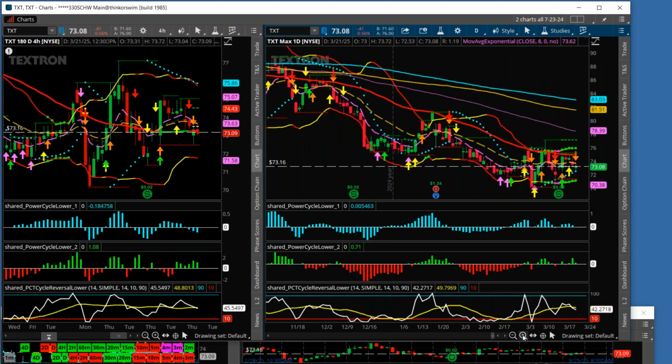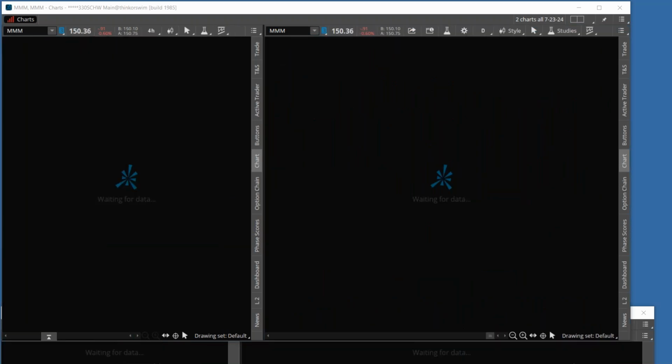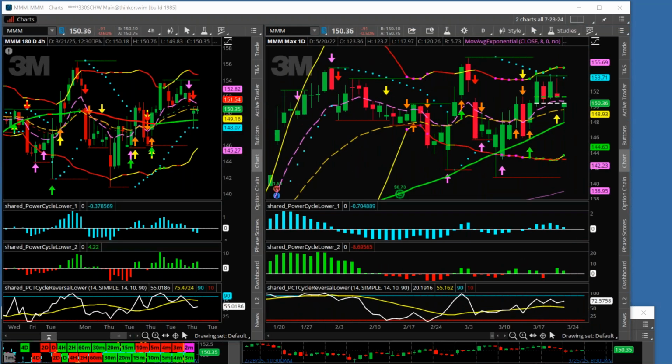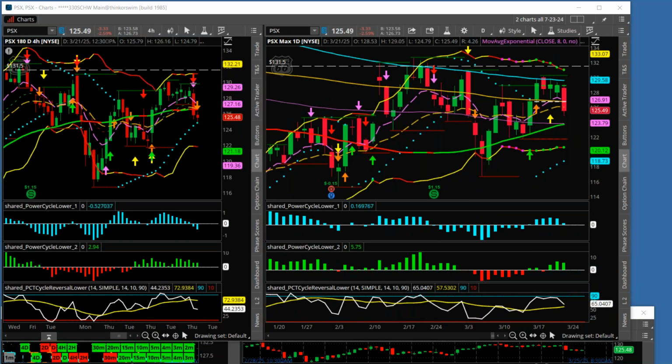This one's kind of stuck in the middle, nothing to do there. 3M, nothing, in the middle of the range.